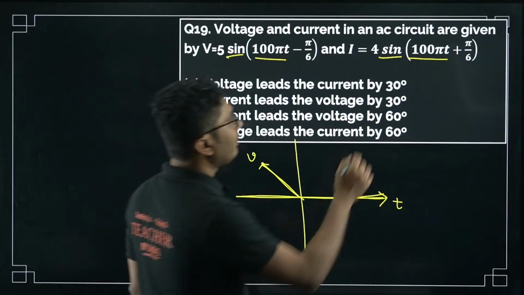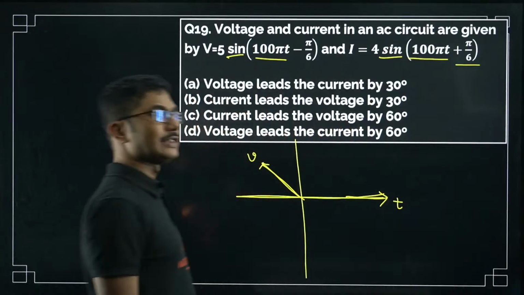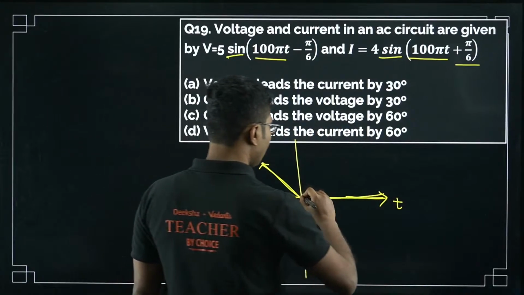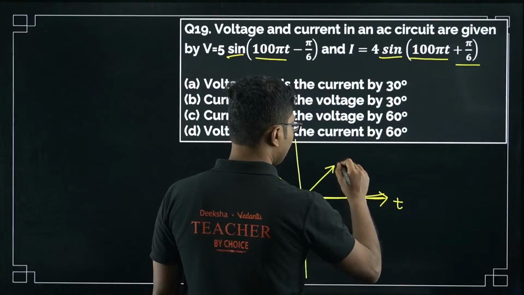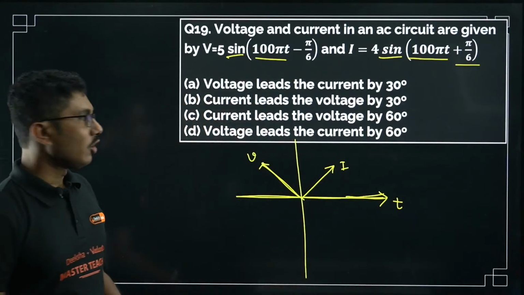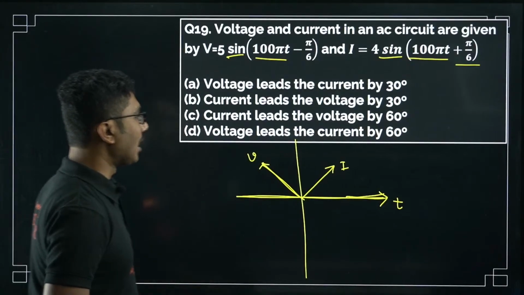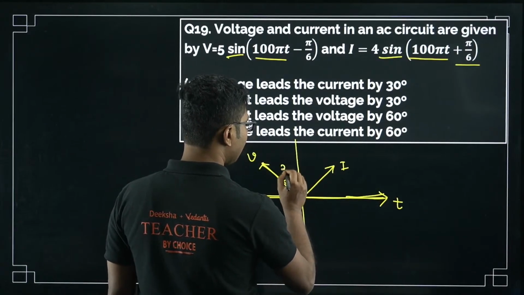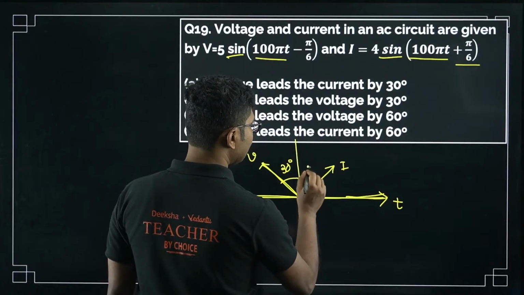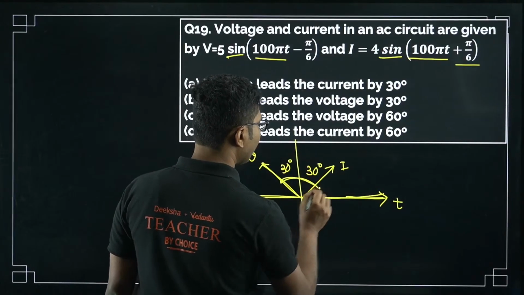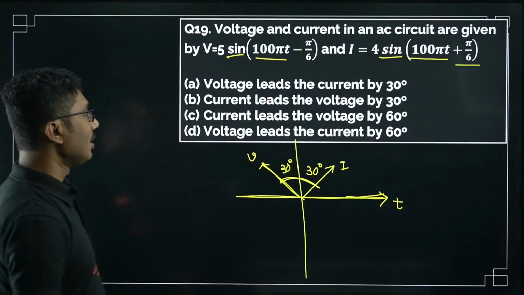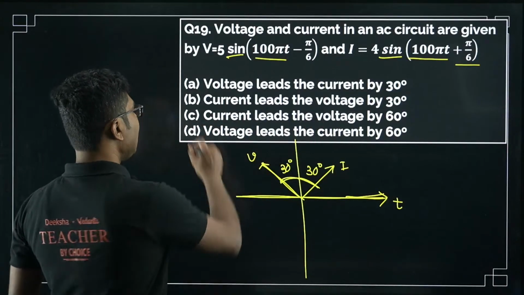Now what is the meaning of plus pi by 6? Plus pi by 6 means it is in the 1st quadrant. So this is current. Now who is leading here? Obviously current is ahead of voltage, so current is leading. And by how much? Pi by 6, that is 30 degrees here, another 30 degrees here. So current leads the voltage by 60 degrees.